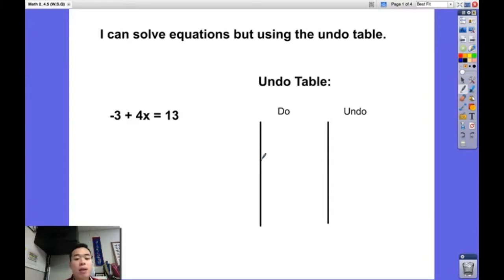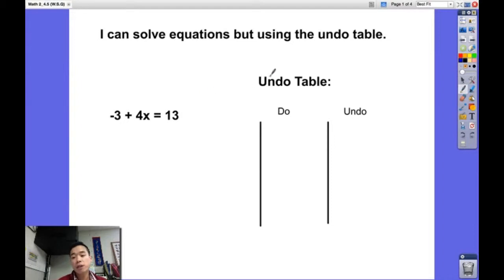I like this method because you're describing what's happening to the variable and then you're going to undo it or unbalance it, and then it also allows you to be able to check your work at the same time. So in your composition book, make sure that you can write I can solve equations by using the undo table. I want you to copy this example down.